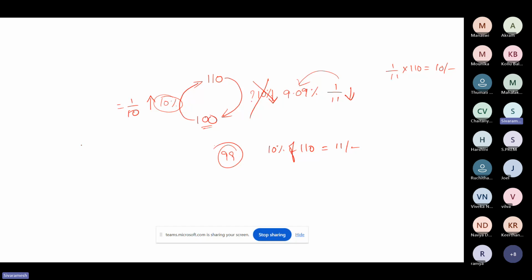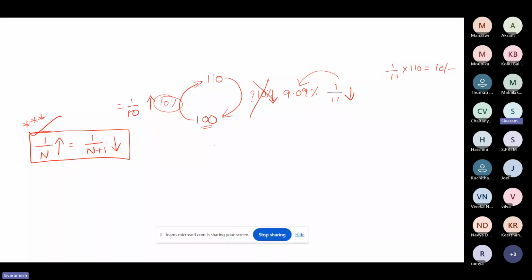So from this particular logic, I can say that what percentage increase and percentage decrease is: when 1 by n is increased, 1 by n plus 1 should get decreased. This is a very, very important logic in percentages. So when 1 by n is increased, 1 by n plus 1 should get decreased. I hope you all are clear with this logic. And you can take one more similar example.